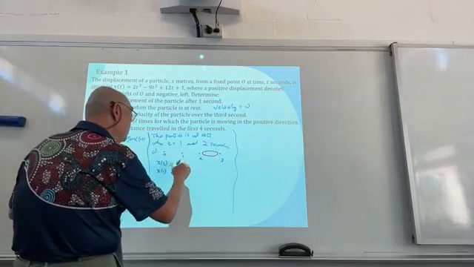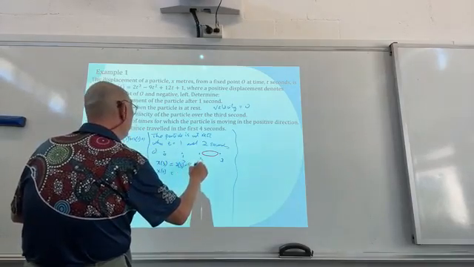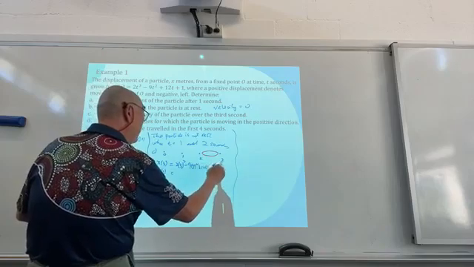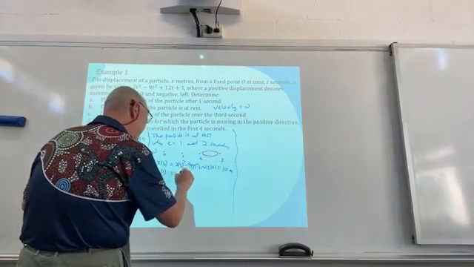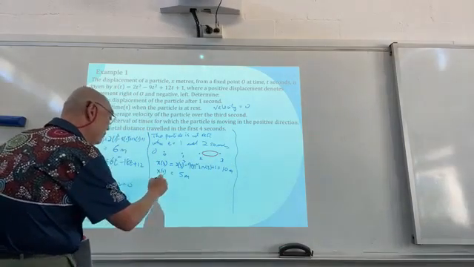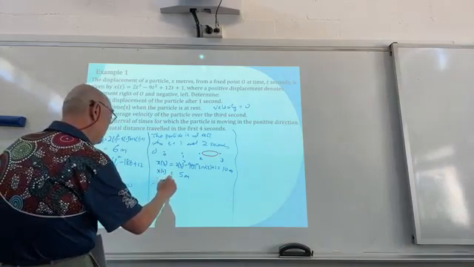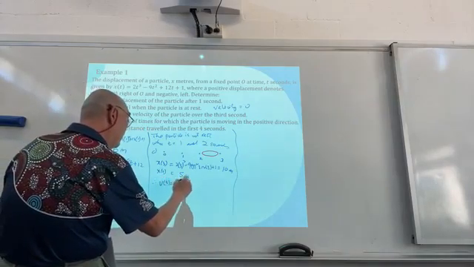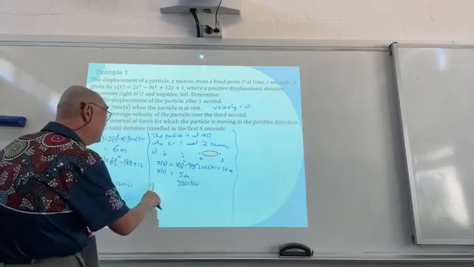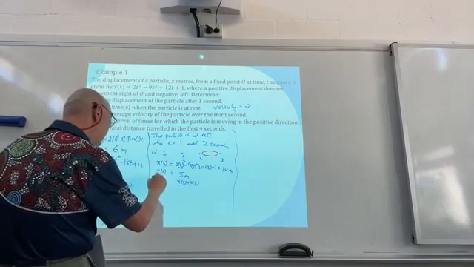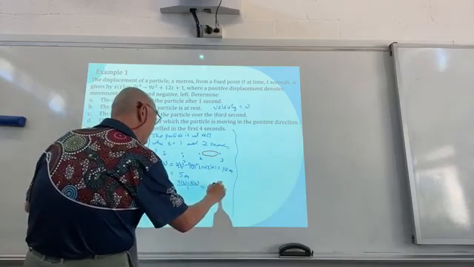x3 should be 3 to the power of 3 minus 9 times 3 to the power of 2 plus 12 times 3 plus 1. I worked that out to be 10 meters, and I worked x2 out to be 5 meters. Over the third second, the average velocity is x3 minus x2 divided by 1, so 10 take 5 is 5, divided by 1, which is 5 meters per second.